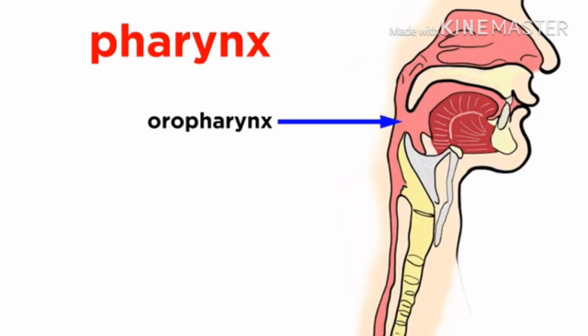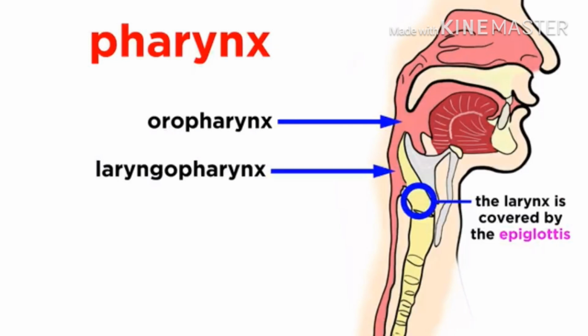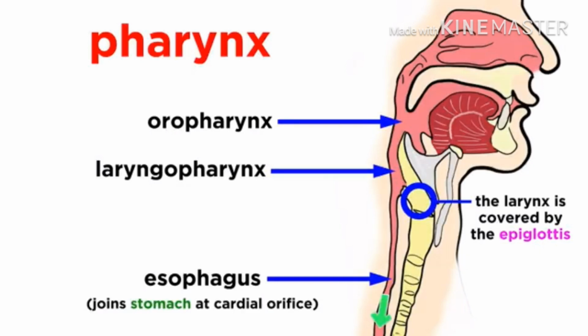Food will move through the oropharynx and laryngopharynx, just like air does when we breathe, but with the larynx covered by the epiglottis. The food will then move to the esophagus. This is the muscular tube that joins the stomach at the cardiac orifice within the abdominal cavity.